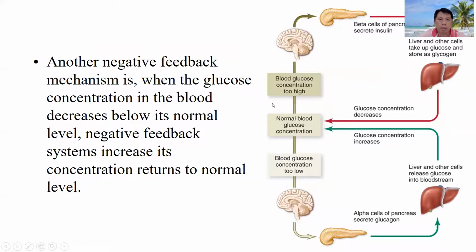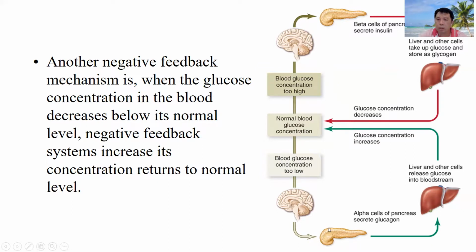So another negative feedback mechanism is when the glucose concentration in the blood decreases below its normal level. When the blood glucose concentration decreases below its normal level, the negative feedback system increases its concentration, returning it to the normal level. Same as before, the glucose receptor will detect the change, and the glucose receptor is also found in the pancreas.